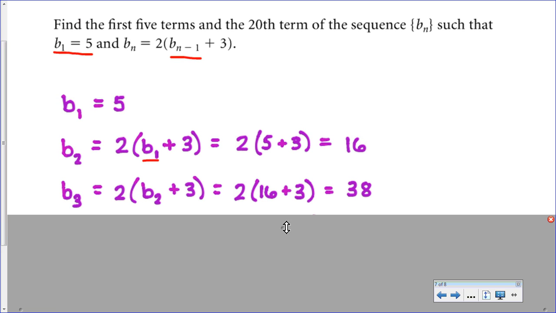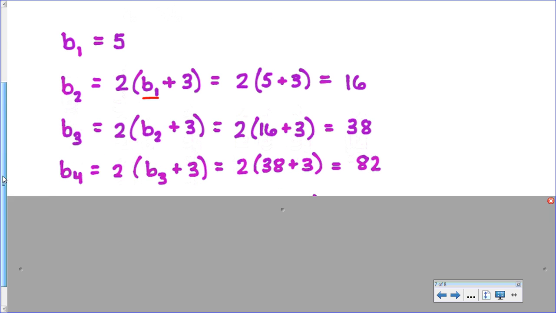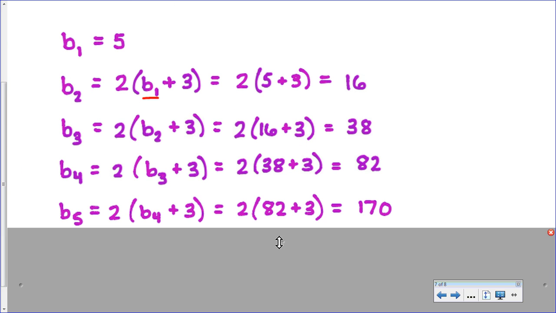And we're going to use that 38 to get the next one. So we plug 38 in next time. That comes out to 82, and then we plug in 82, and we get the 5th one. So here are the first 5 terms of my sequence: 5, 16, 38, 82, 170.